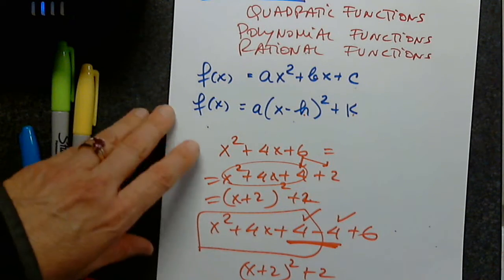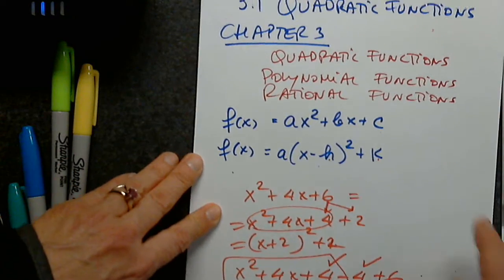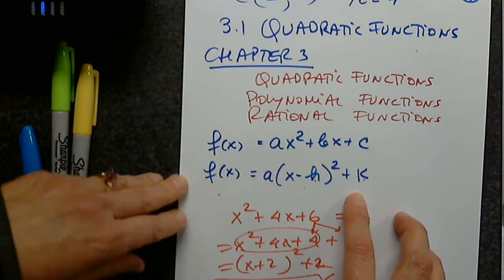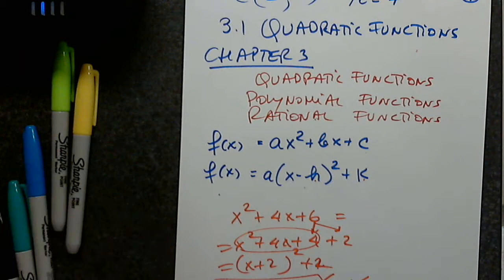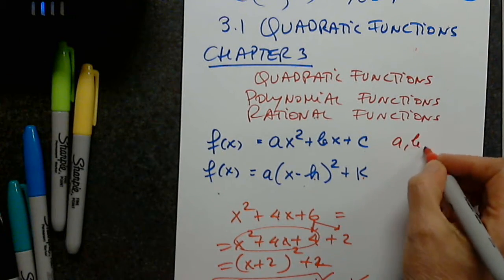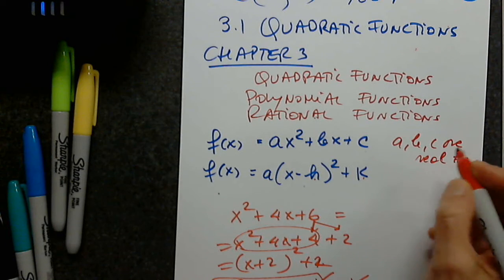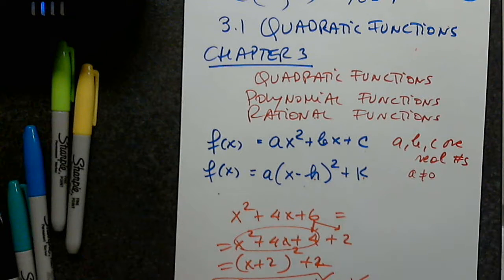But it's a very good question. Good. So now we identify that this is the expanded form, and this is the one with a completed square. Awesome. I claim that here A, B, and C are real numbers, but A cannot be 0.